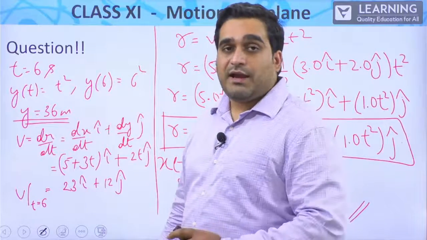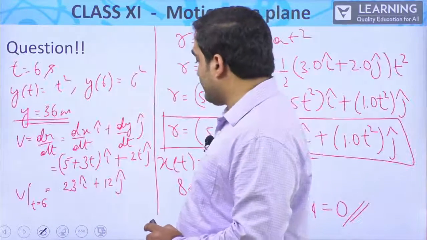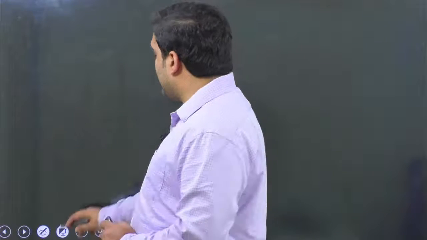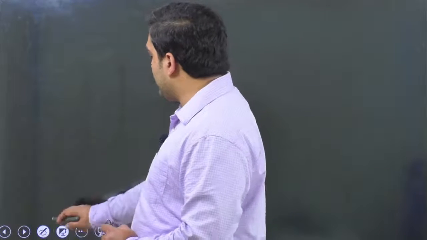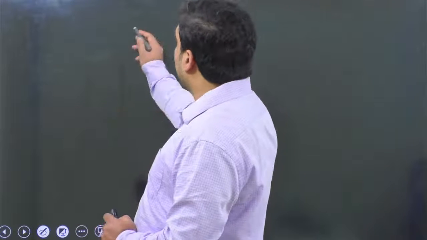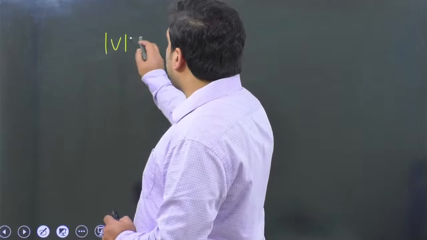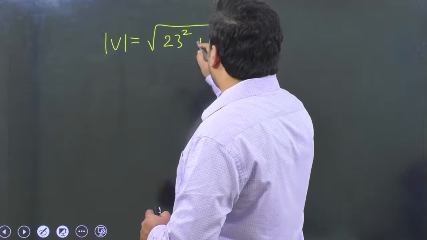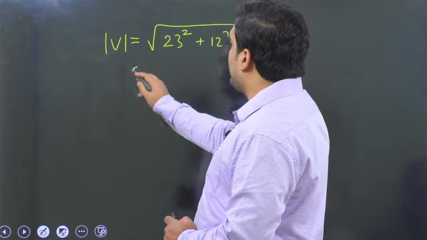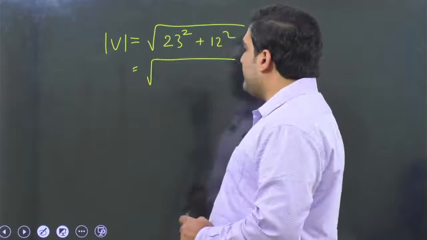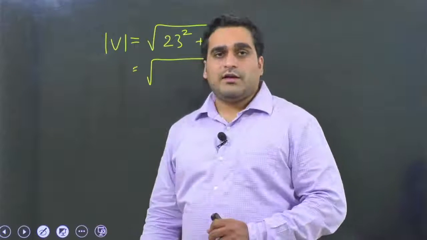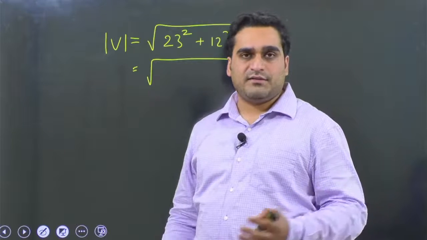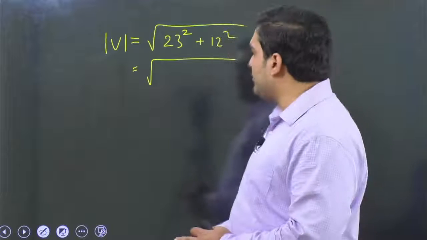How do we find its magnitude? Well, let's go here. I'm going to write it here, so I hope it is visible to you. Magnitude of velocity is equal to the square root of 23 square plus 12 square. And 23 square is 579. So go ahead and work it out.